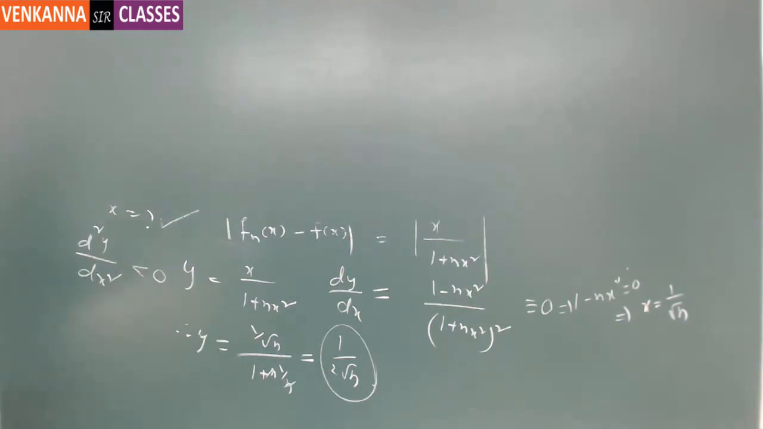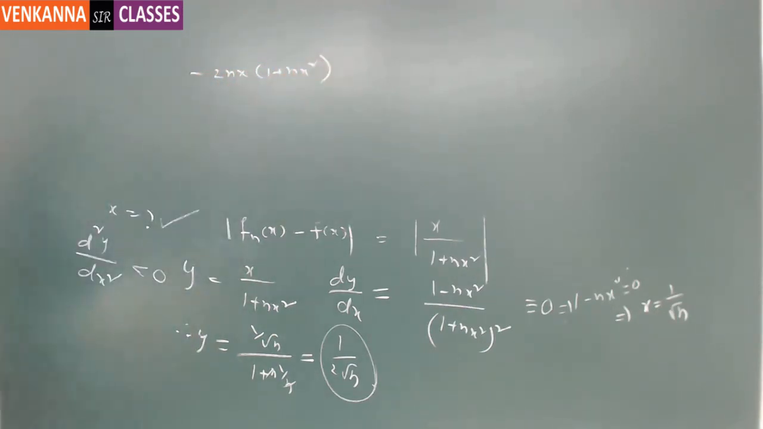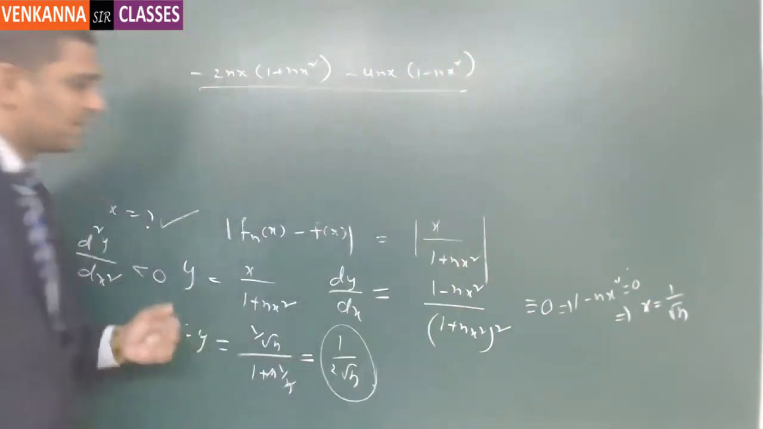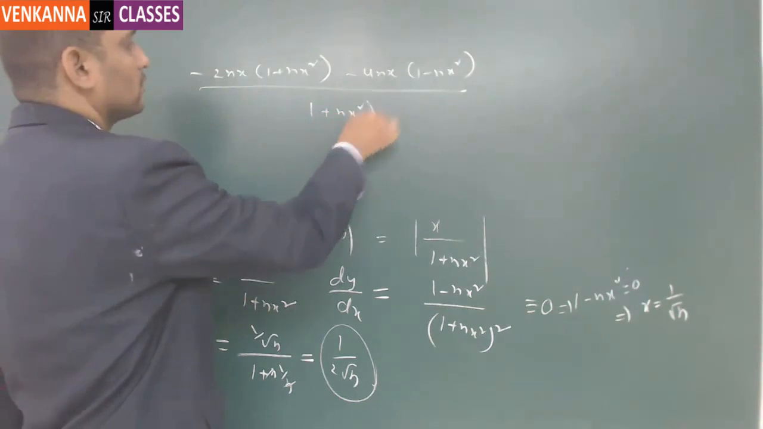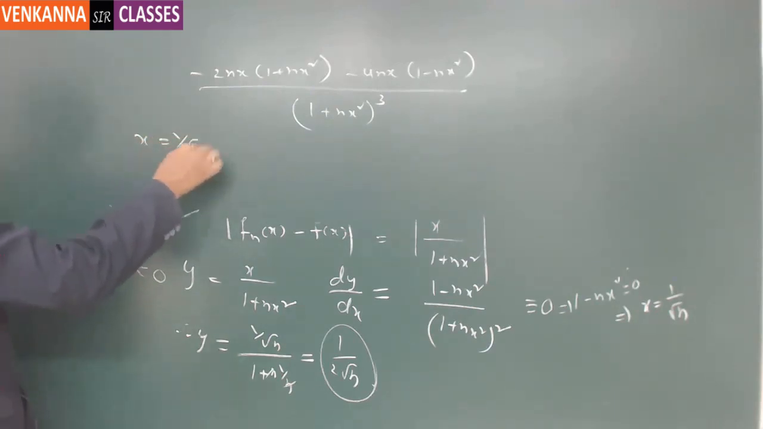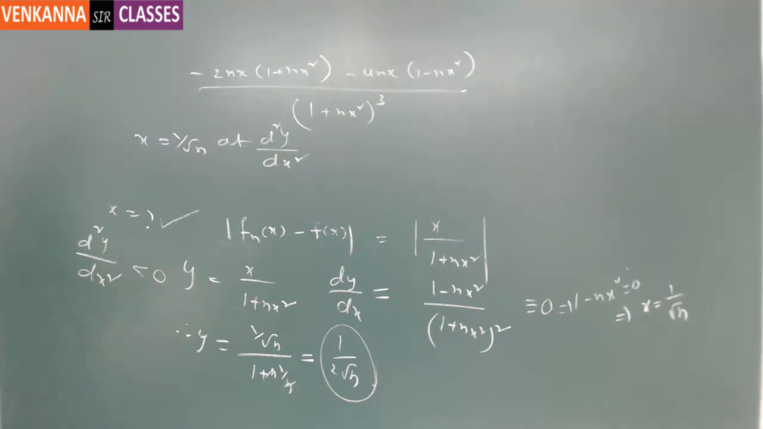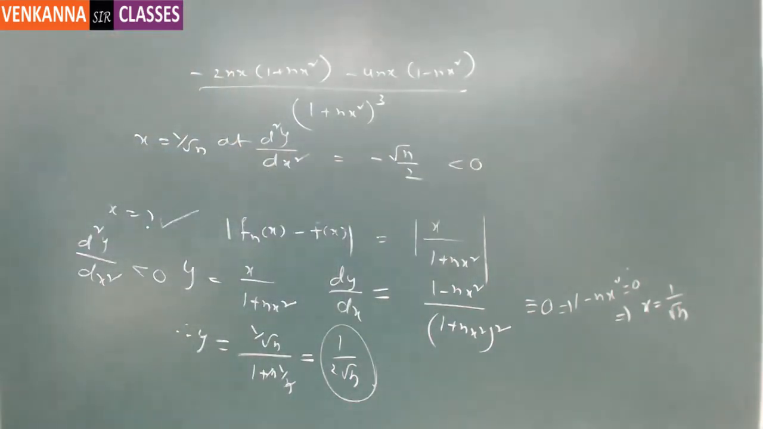Now, if we calculate the second derivative, you are going to get minus 2nx into 1 plus nx square, and then minus 4nx into 1 minus nx square, whole divided by 1 plus nx square whole cube. So can you check on that, the second derivative part? If you substitute x is equal to 1 by root n in d square y by dx square, you are going to get the value as minus root n by 2, which is less than 0. Please check that, because you are able to do the calculus part. I feel so. That's why I left it for you.